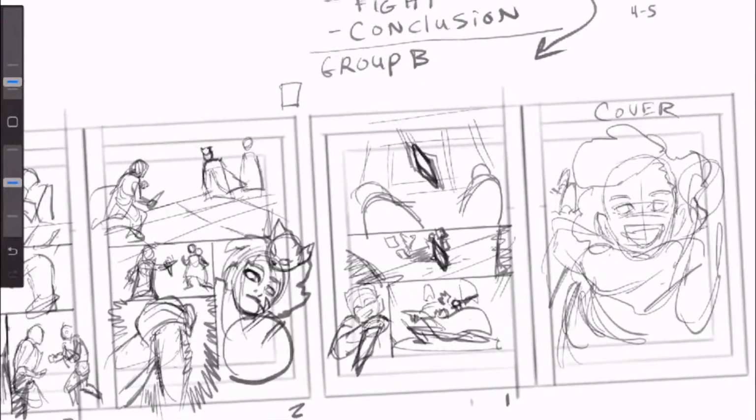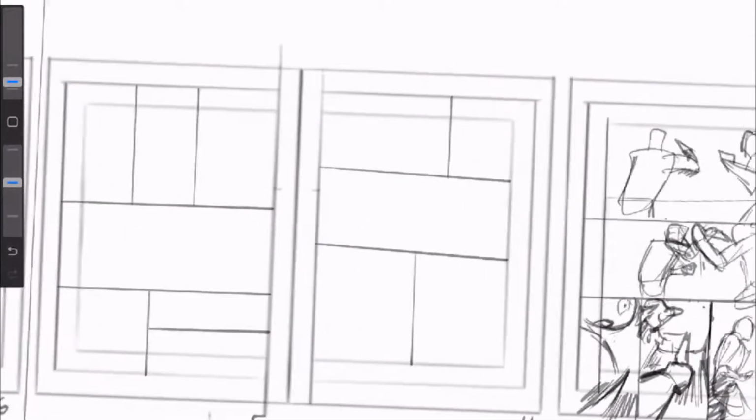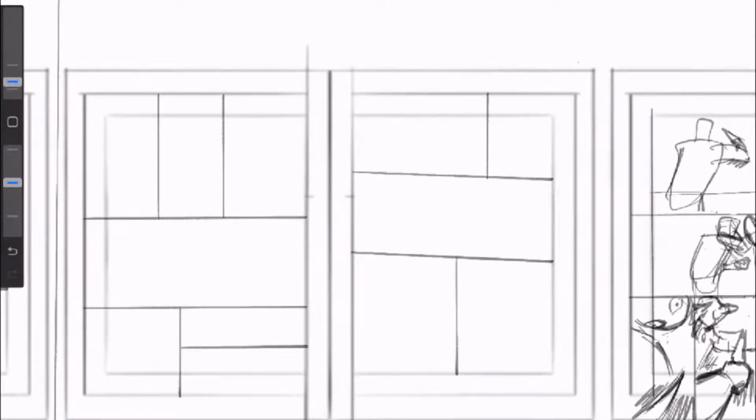Trying to build up all that type of feeling, while the character's trying to fight off his attacker and make sure he doesn't hurt himself while this person has a knife.